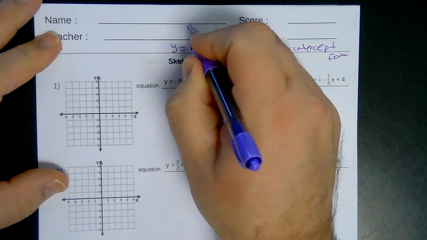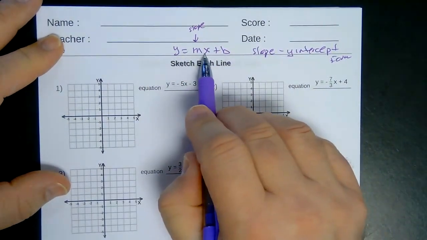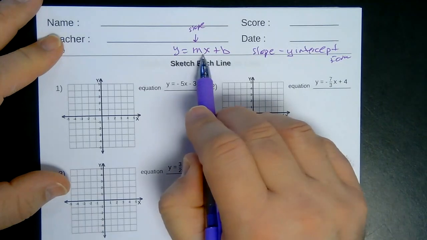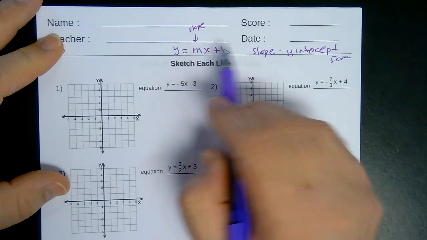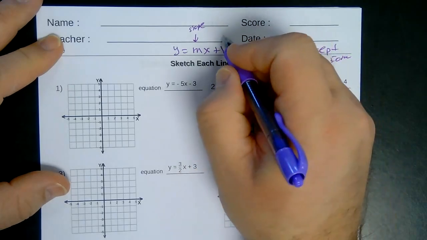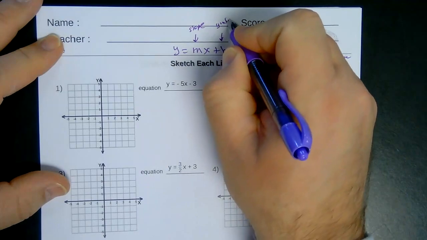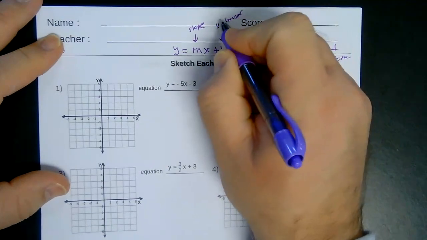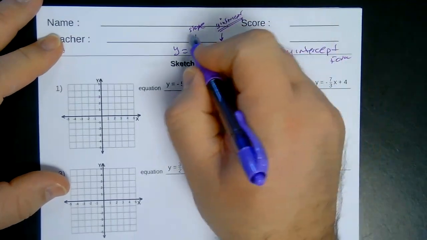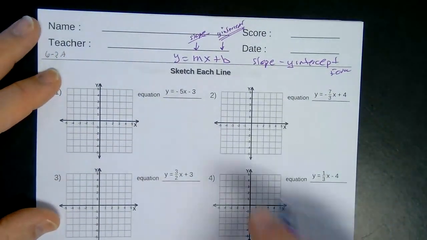Remember, m is always going to be my slope, so the number always attached to the x by multiplication, or it could be division, is always going to be my slope, and the letter b, my constant in this formula, is always going to be that y-intercept. So those are just reminders for you. You've seen these before, so keep that in mind as you do these.